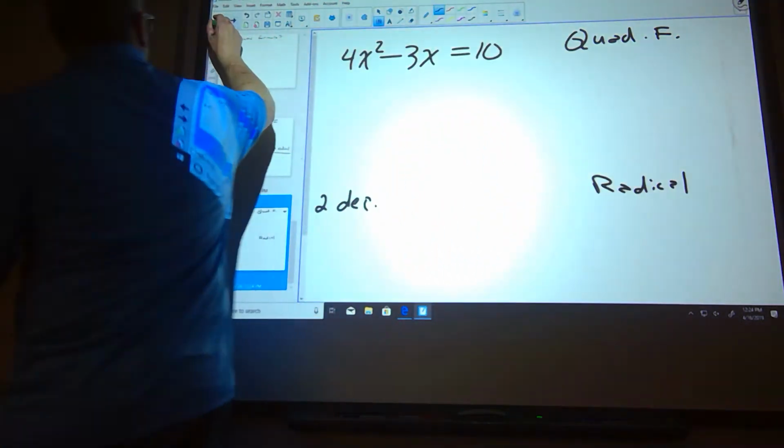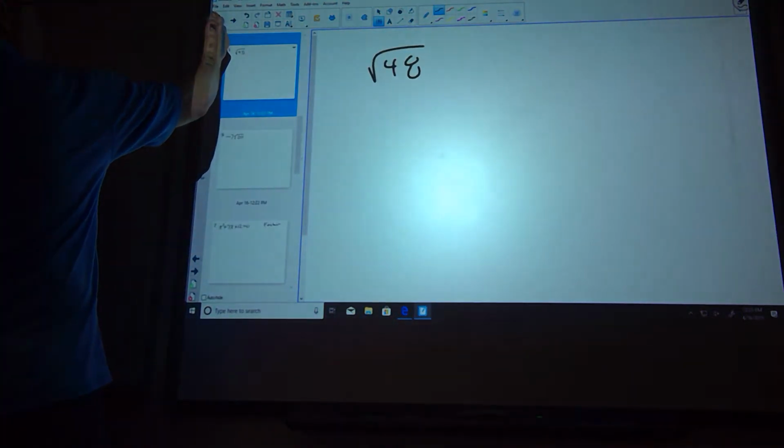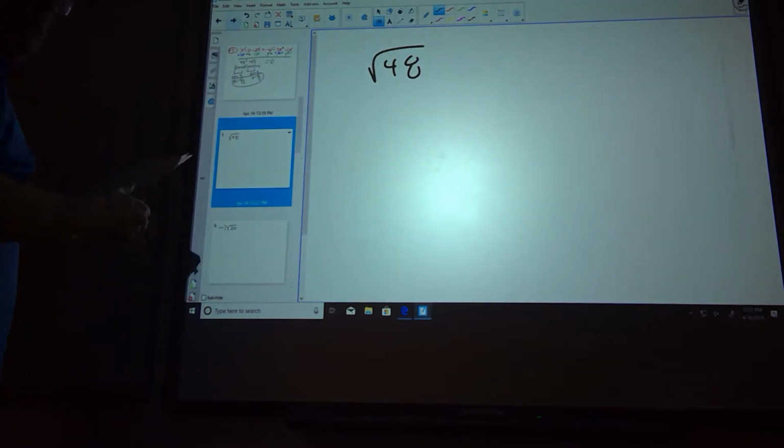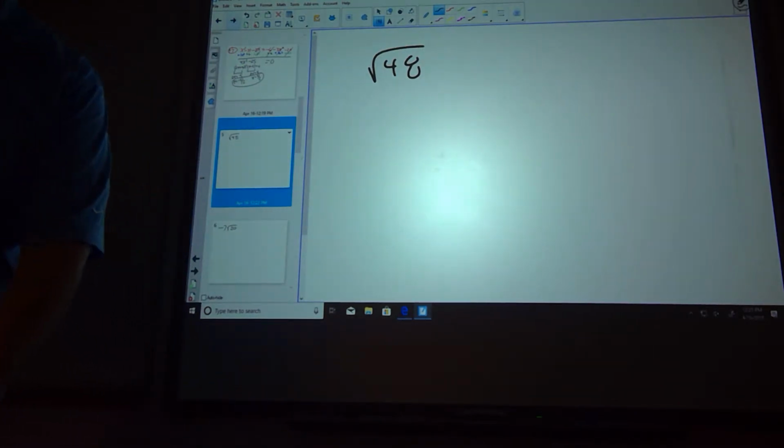All right, so we're gonna go through this bit of a review. Again, if you watch the video later. So, first thing, I want you to break down root 48 into exact components. So, don't just hit square root of 48 on a calculator. I want you to break it down into a smaller radical.